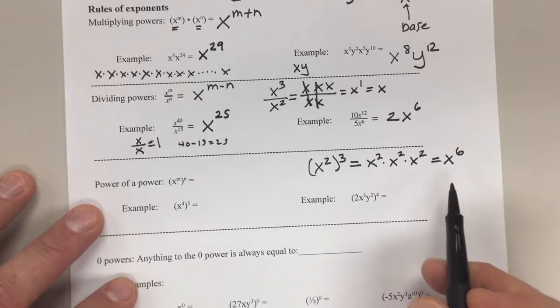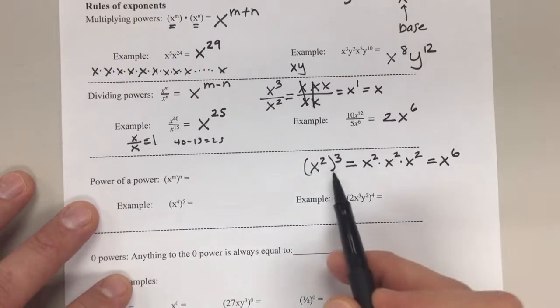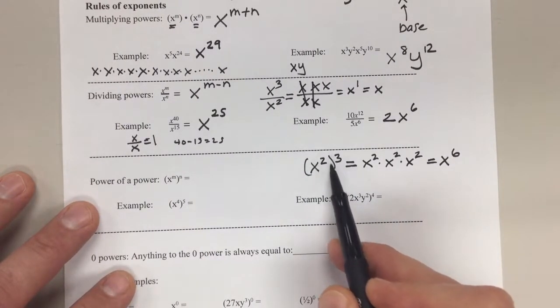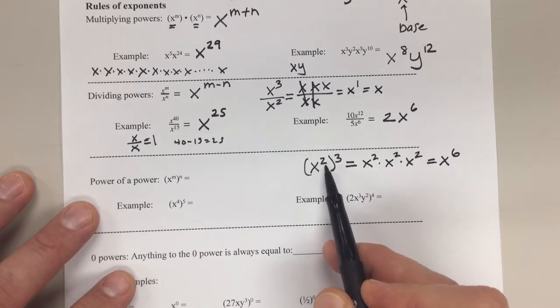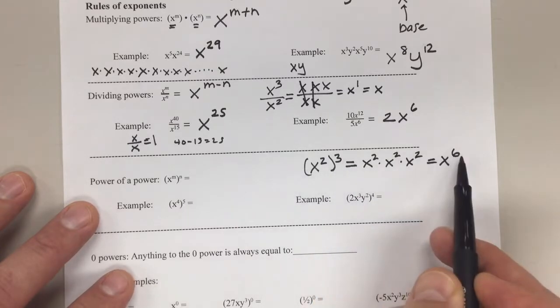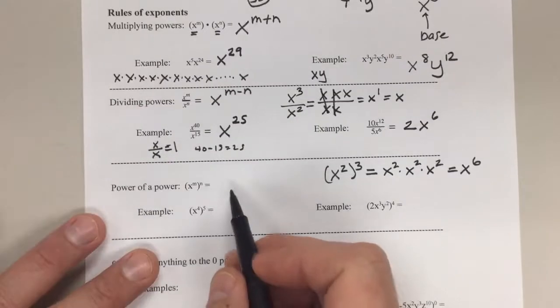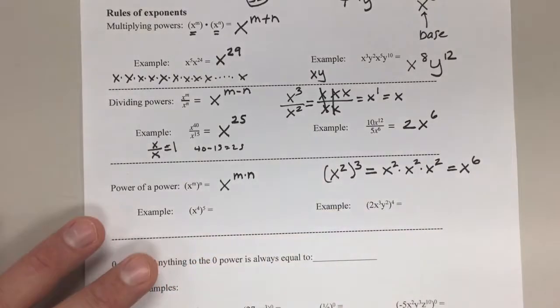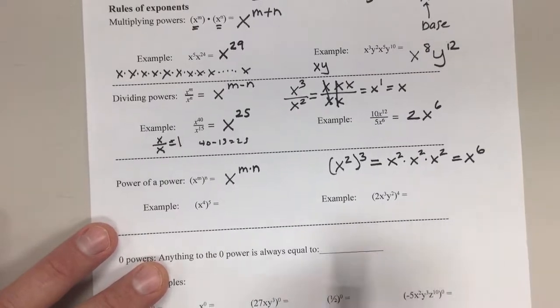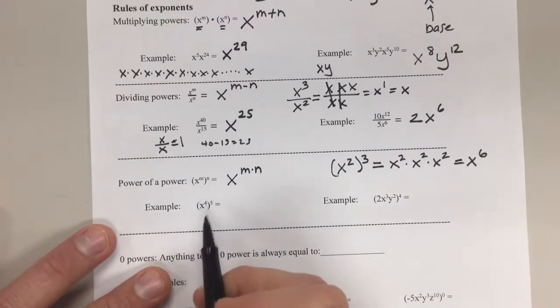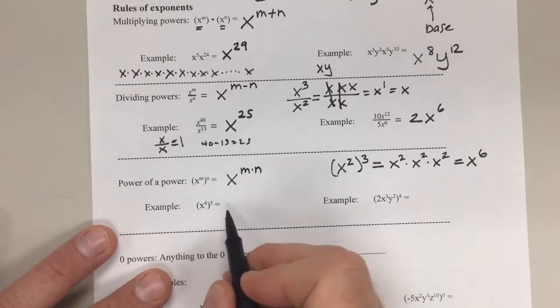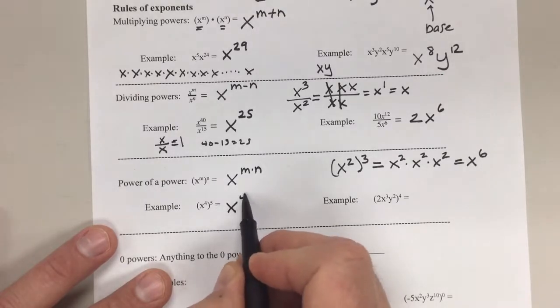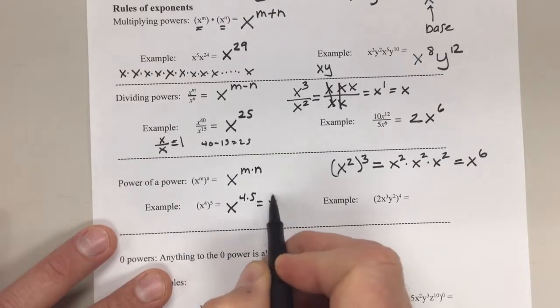So the shortcut, you probably already figured it out. The shortcut is when I have a power right outside of a power, I go 2 times 3 is 6. So the rule here is x to the m times n. So for this example, I have x to the 4th to the 5th. I would just say x to the 4 times 5, which is x to the 20th.